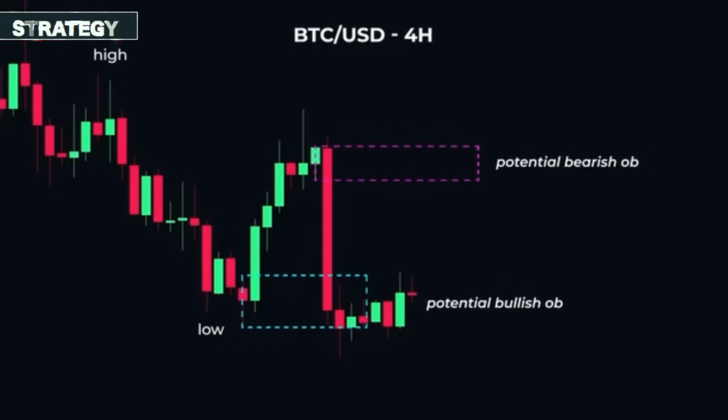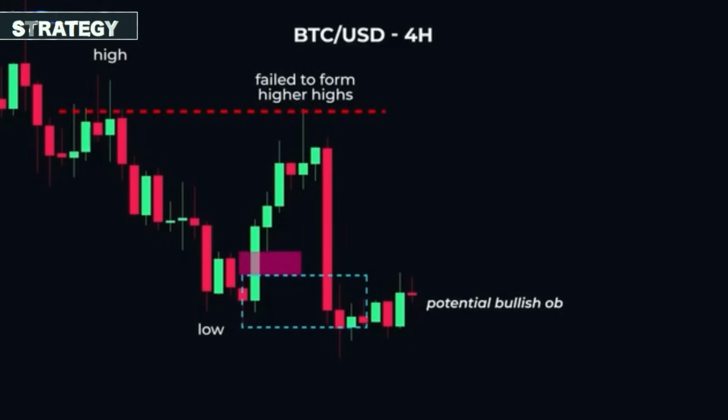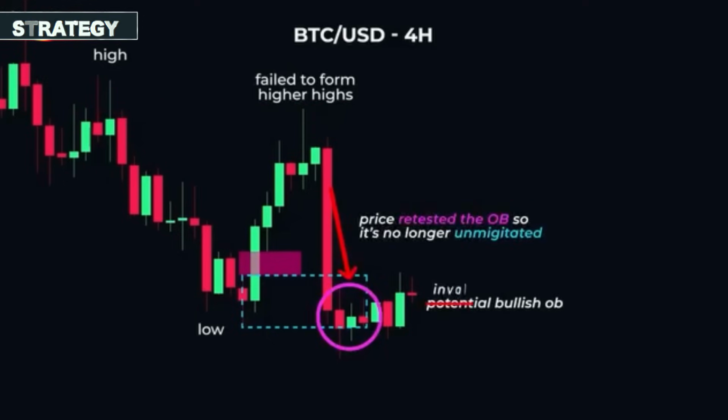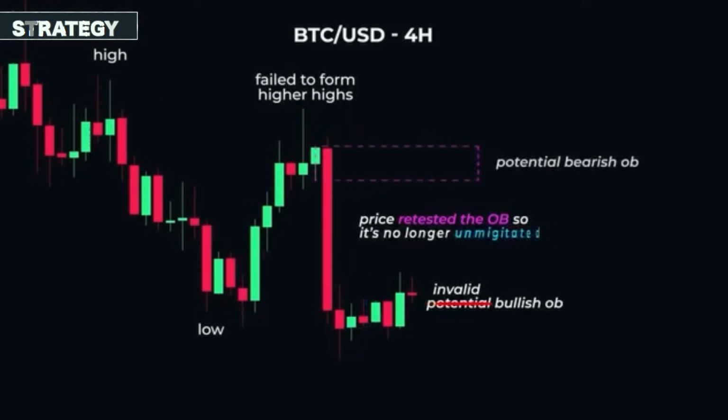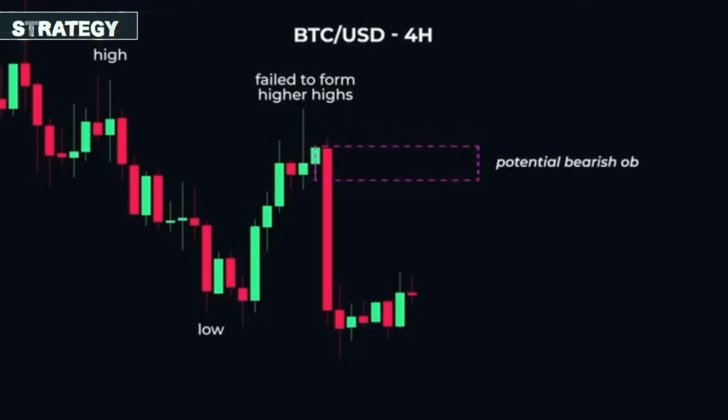However, let's double check if these 2 potential order blocks are actually valid. For this bullish one, the price did move upward with inefficiency, but it didn't form a clear break of structure. Plus, the price retested it afterward, so it's no longer unmitigated. For the bearish order block, the price clearly formed lower lows, creating a break of structure, plus it's unmitigated. So, based on our analysis, only this bearish order block is valid.